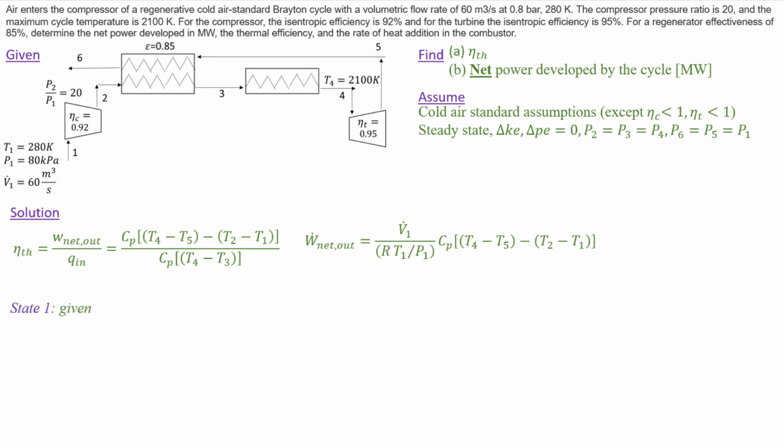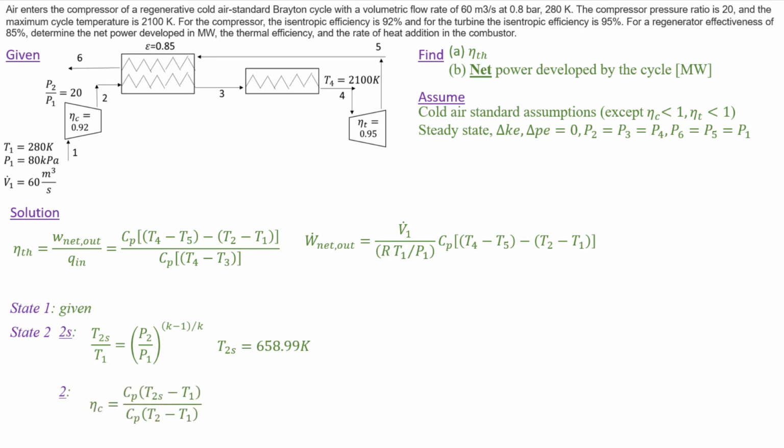So state 1, that's given, it's 280 Kelvin. State 2, well, we're given an isentropic efficiency, so we need to figure out what state 2 is at the end of an isentropic process. And for that, we're going to use an isentropic relationship. So I know P2 over P1, I know k is equal to 1.4, and if I just do the math, I get 658.99 Kelvin.